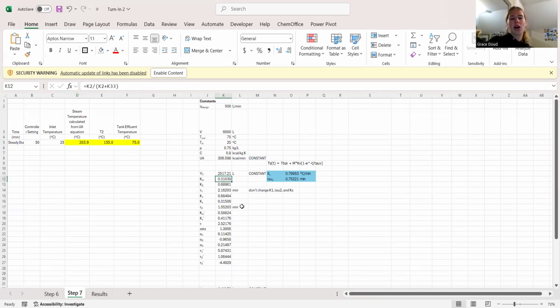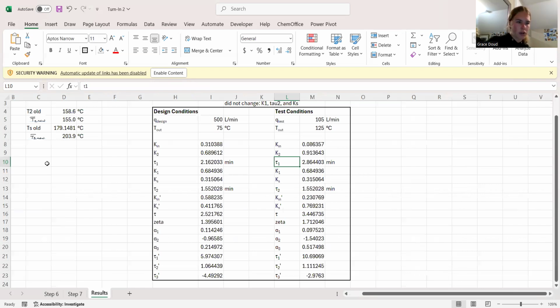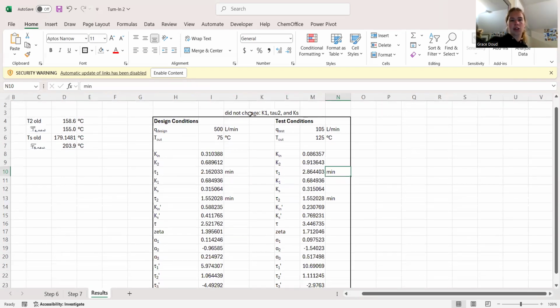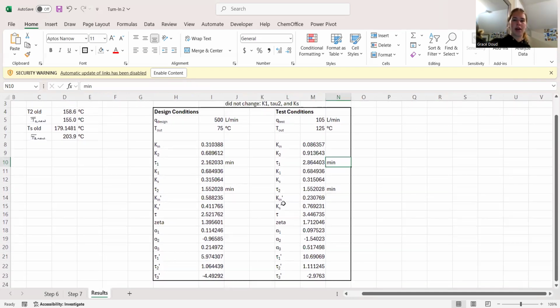And then it changed all of these constants. Let's see, what else can I talk about with this one? I got a new steam temp, a new T2. Over here we have results. So this is my old T2 and my new one, and then my old TS and my new one. And then here are all of my constants. So the things that did not change when I changed from test to design were K1, Tau2, and KS. But other than that, all of them changed. And you can see that in a summary table right here.